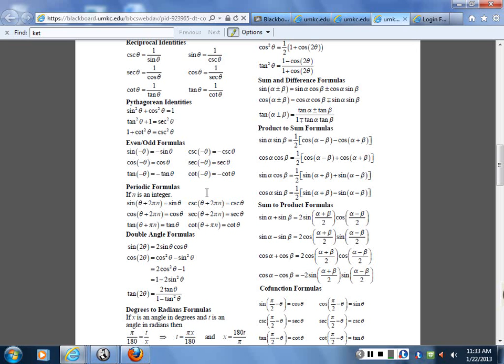A lot of the formulas could potentially come in handy when we get to differentiation. It might be a lot easier to differentiate sine of 2 theta versus 2 sine of theta, cosine of theta. However, everything I give you to differentiate will be relatively simple. You're not going to have to apply a lot of these formulas.